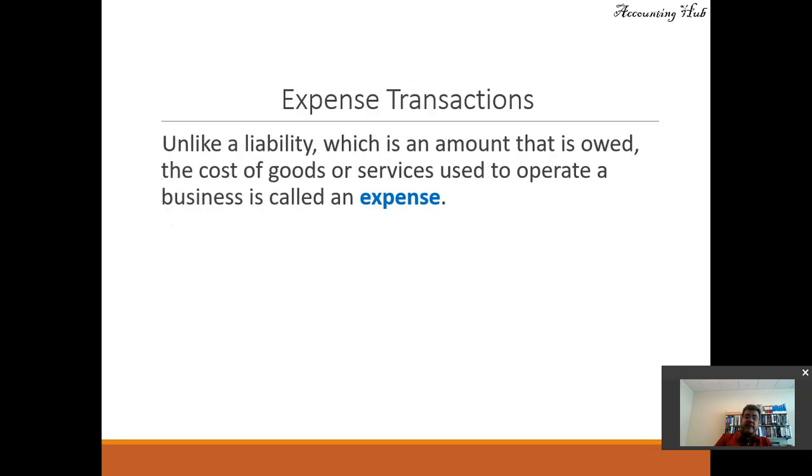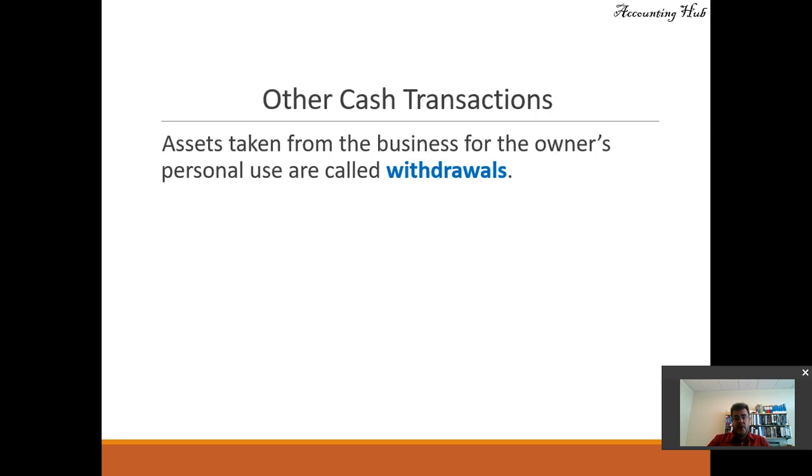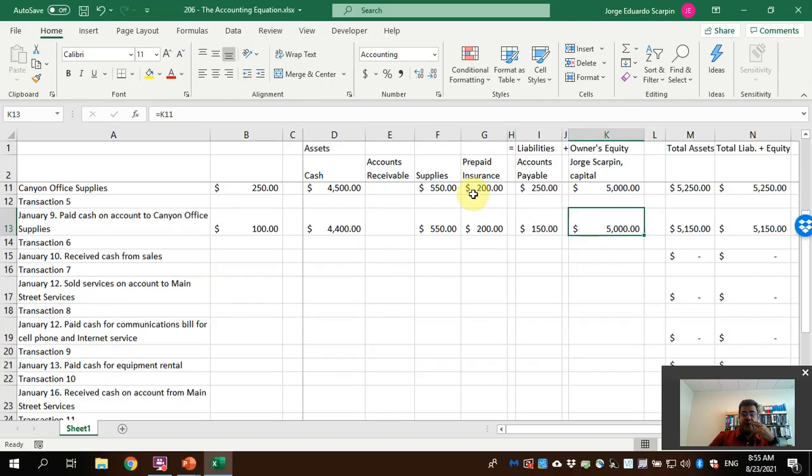On the other hand, unlike a liability, which is an amount that is owed, the cost of goods or services used to operate a business is called an expense. And that makes us poorer. So we need to pay it, and we are decreasing our equity. Okay? And in other cash transactions, assets taken from the business for the owner's personal use are called withdrawals. How does it work? Let's go back to our Excel file.